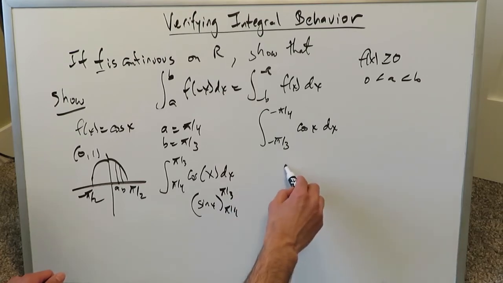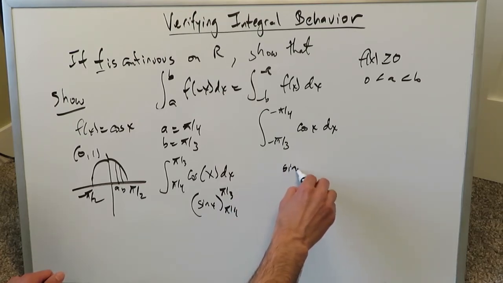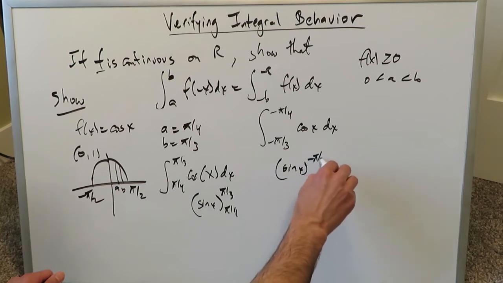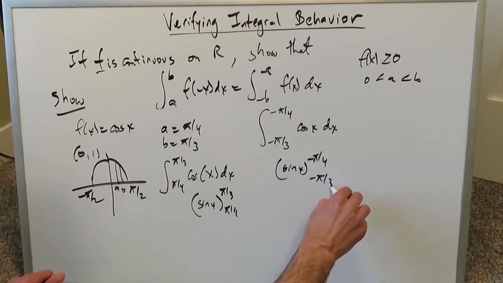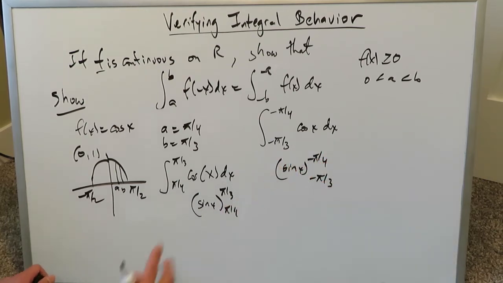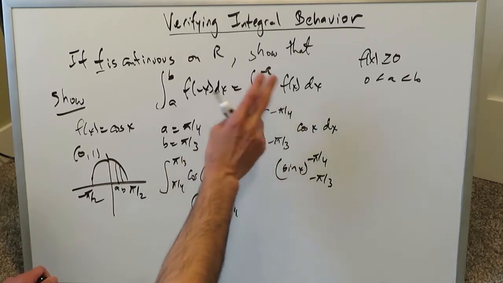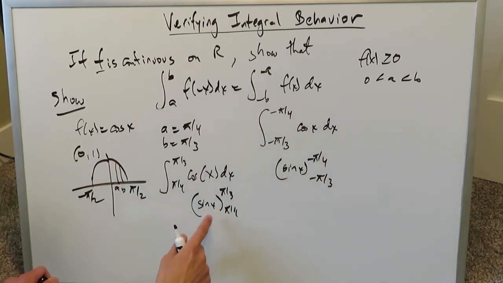The antiderivative of this cosine x is a sine x, and we're looking at everything here from minus pi over 3 to minus pi over 4. If done correctly, these two answers should be the same, which will end up showing that this is equal to that. Let's look right over here.